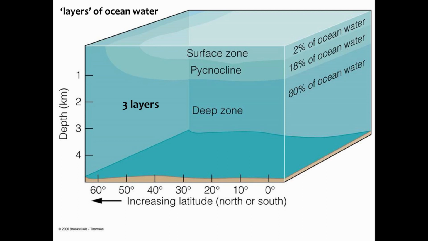The other thing you might see if you look at this very closely is that as you move further and further north or south, so towards the left of this graph, we'll see that the surface zone starts to disappear.